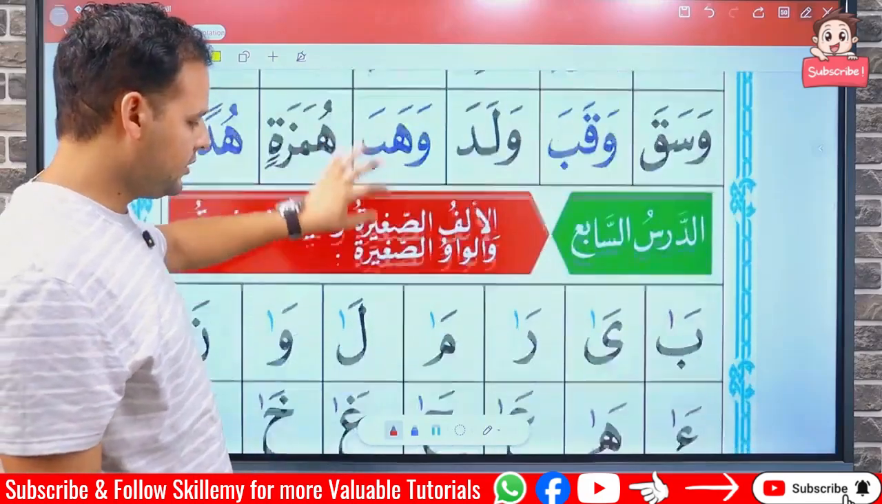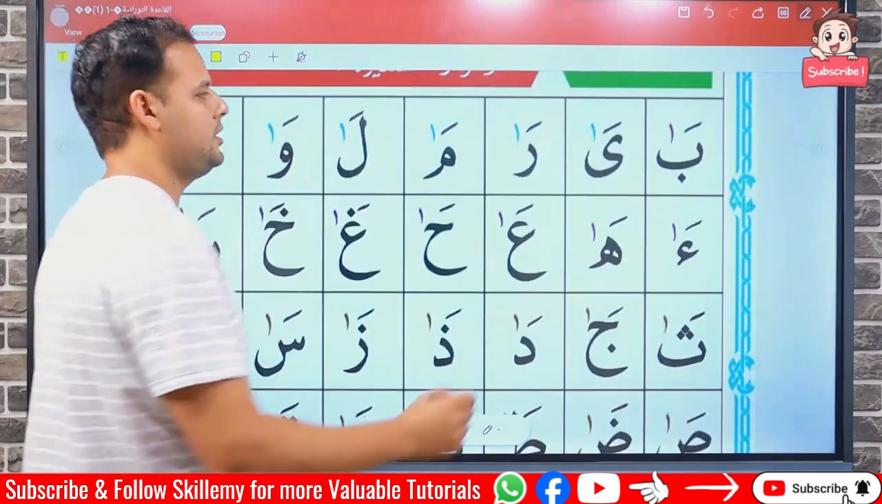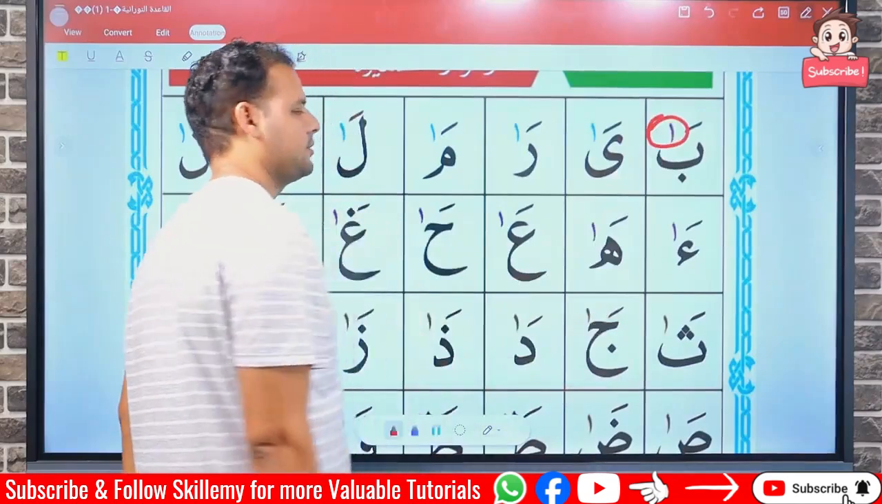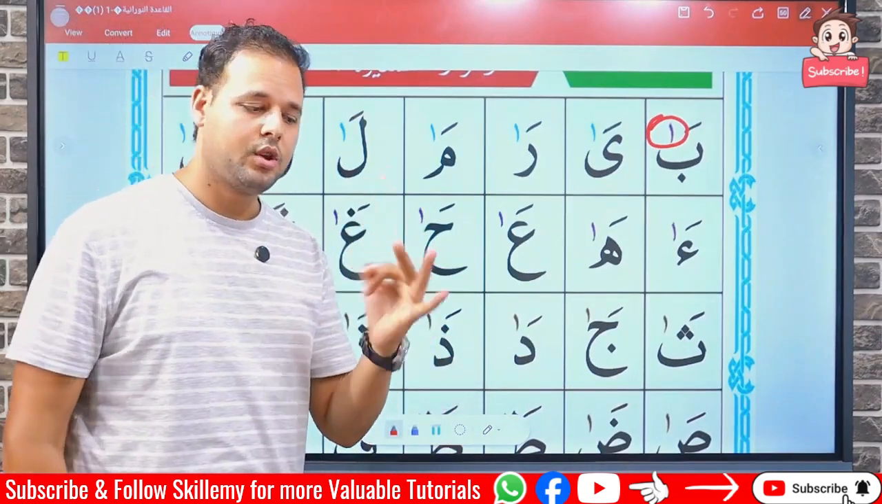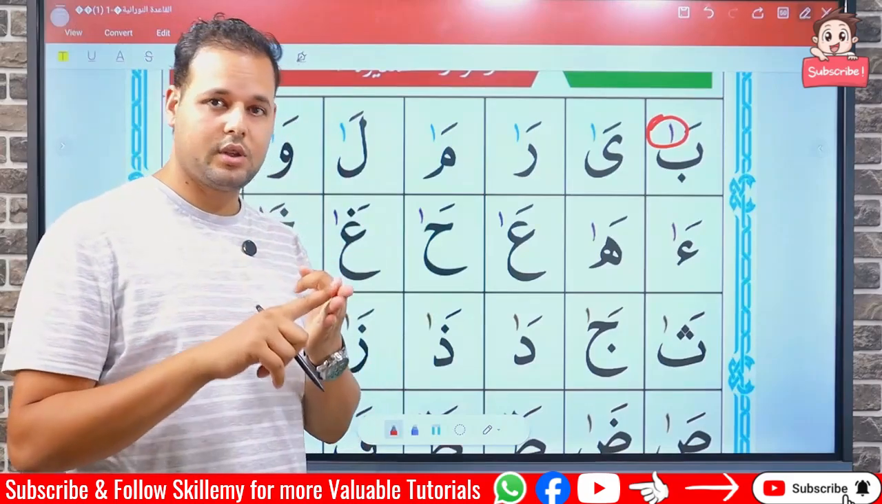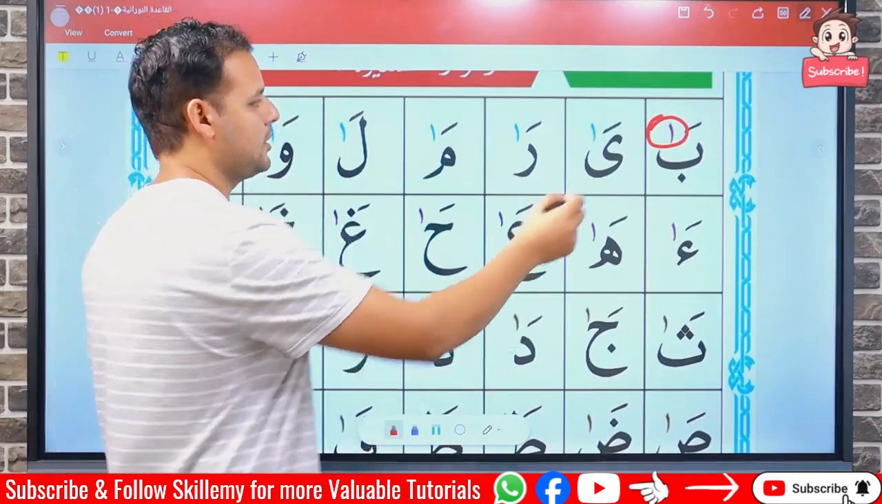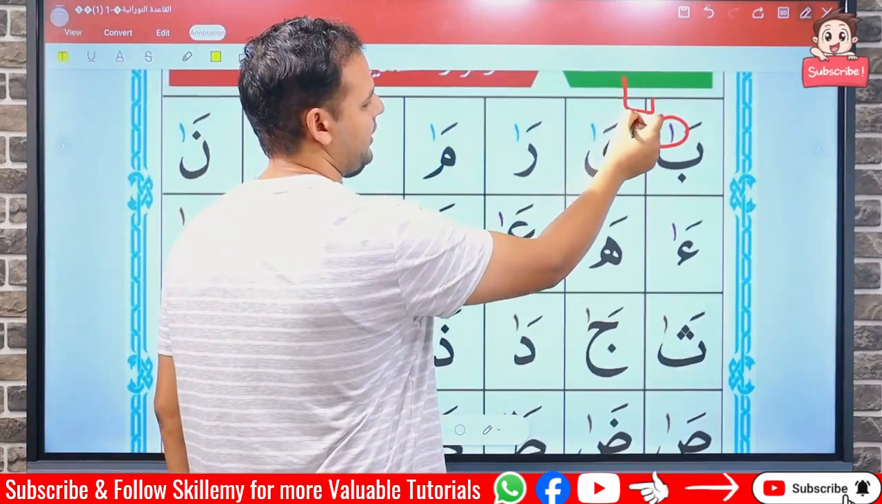Okay, and now that's another rule. You see this one? That's a small a. We can have three letters that are small: small a, small wa, small ya. That's it. So it is as if you are writing it like that.